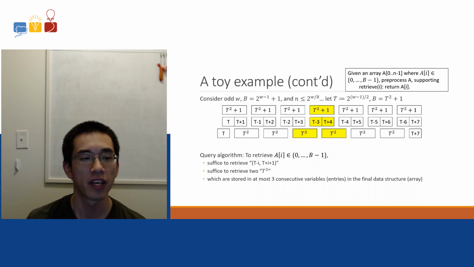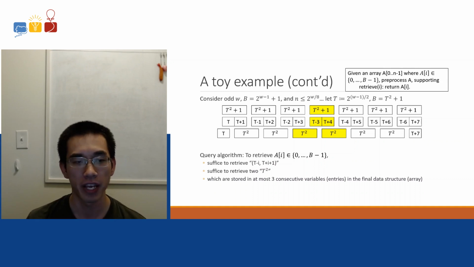And because those two integers are directly stored in at most 3 consecutive variables in the final data structure, the query algorithm will first find out which bits in the data structure we need, and then retrieve those bits in constant time, and then recover those two integers, which are at most t squared. From them we are going to reconstruct the two integers, which are at most t plus I plus 1 and t minus I respectively, and then finally use these two integers to recover the original input AI. And the query time of this query algorithm is constant.